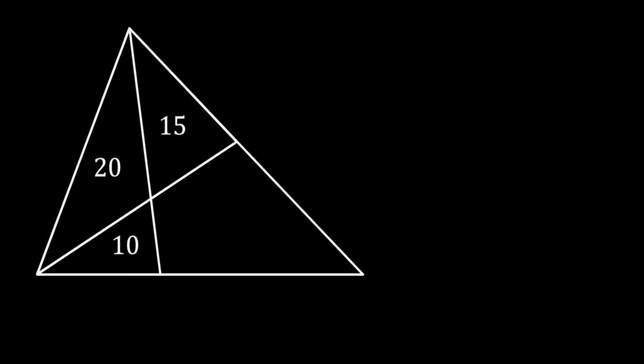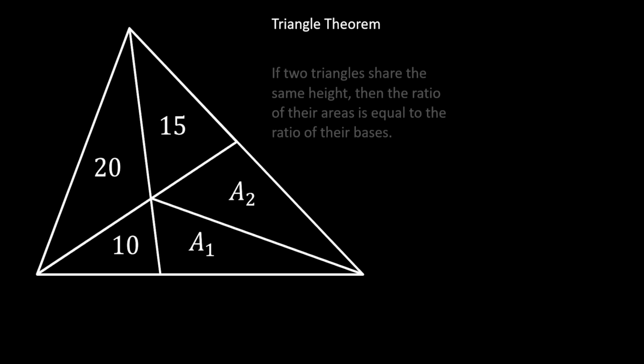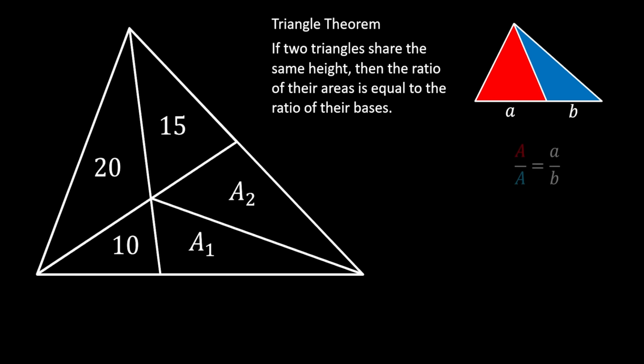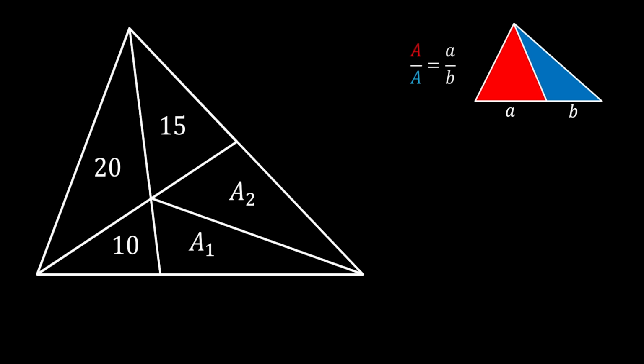We're going to start this method by first pulling a line from the intersection point of our two lines up until the remaining vertex of our triangle. In this way, we have divided the remaining area into two triangles whose areas we're going to label as A1 and A2. Now, let's use one really interesting triangle theorem that states that if two triangles share the same height, then the ratio of their areas is equal to the ratio of their bases. So let's use this in our case.